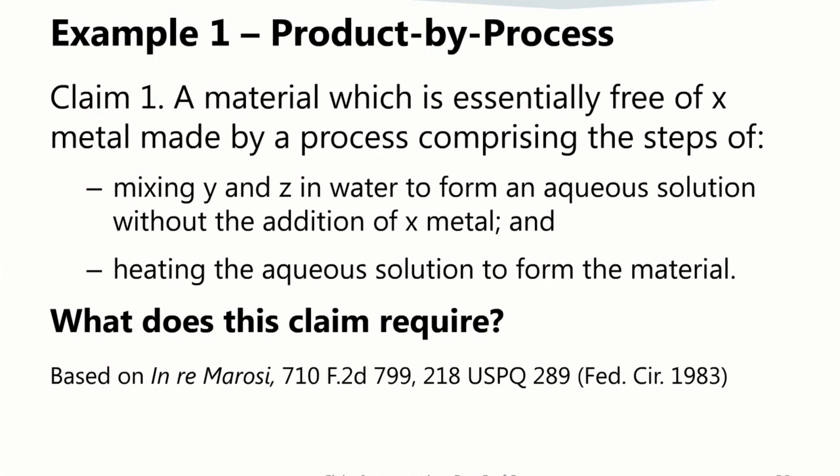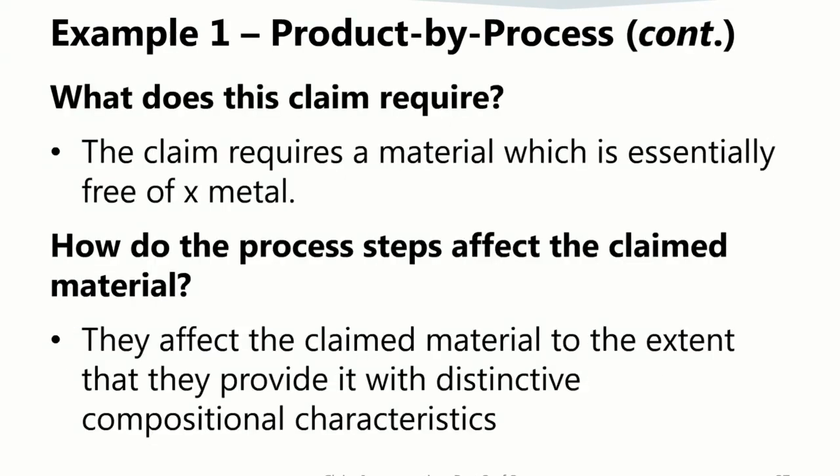Example 1 is a claim drawn to a product or material which is essentially free of X metal, where X metal is an alkali metal. The body of the claim recites the process by which the material is made. What does the claim require? The claim requires only a material which is essentially free of X metal. The process steps only serve to provide compositional characteristics of the material.